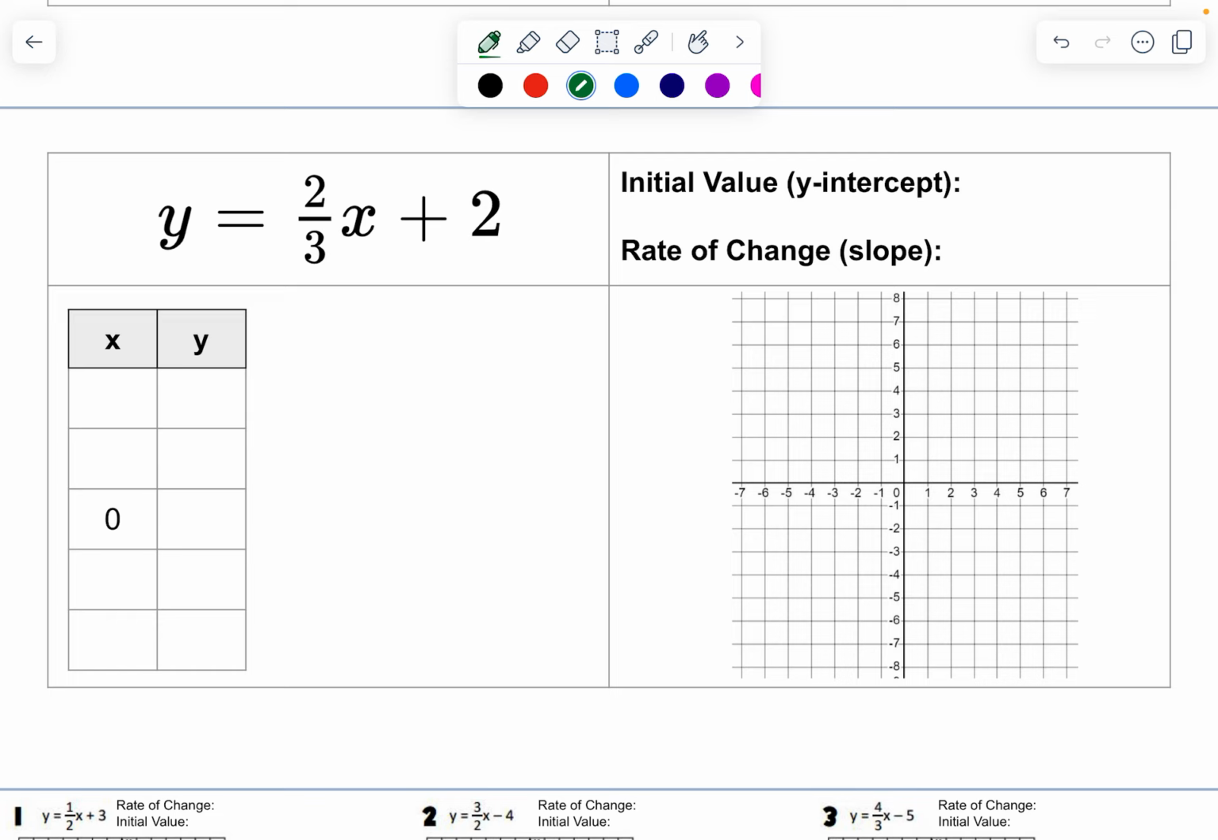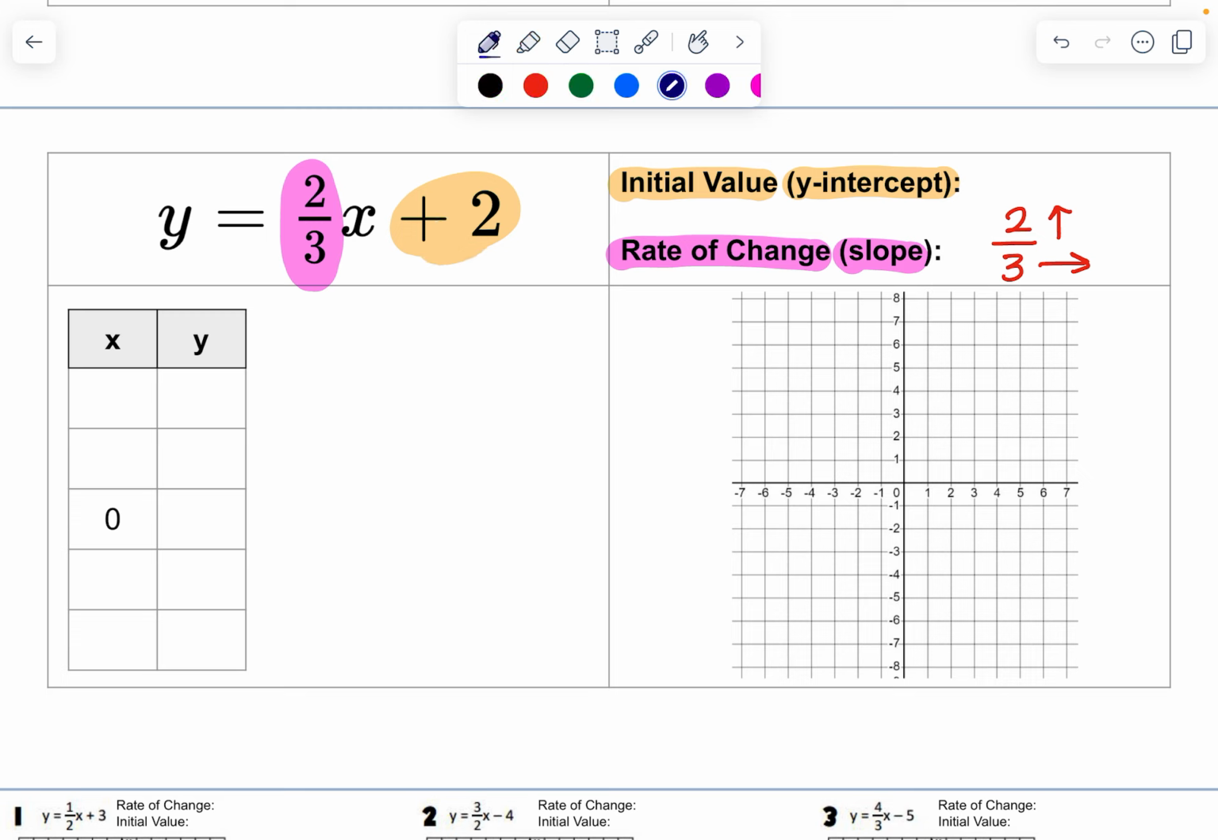So we're going to start by identifying our rate of change, or the slope, right? Remember, that is the value in front of x. And you know what? It's actually easier if it's a fraction. It's 2 over 3. What this means is, since it's positive 2, we're going to go up 2. And since the denominator is 3, we're going to go right 3. But we need the initial value first. Where should we start? What is the y-intercept? Remember, that's what comes after the x.